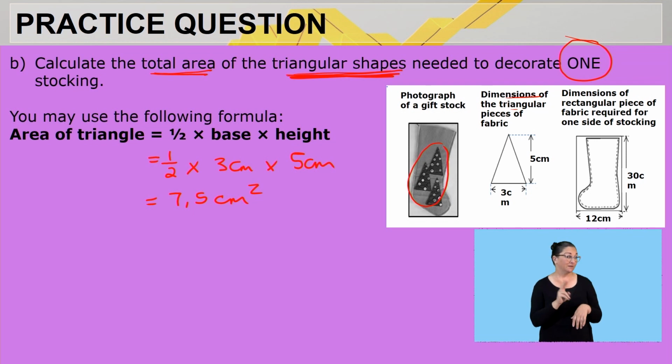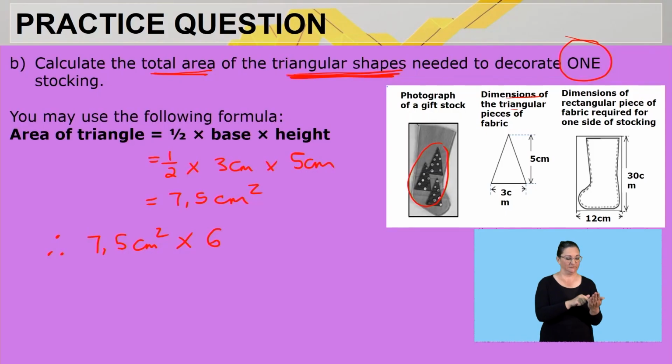We would like to know the total area of the triangular shapes needed to decorate one stocking. How many triangles do we have in total? 6. So therefore, remember this is the area of one of these triangles, so I'll take 7.5 square centimeters, multiplied by the 6 triangles I have in total, 3 on the one side as well as 3 on the other side. So let's type it in. 7.5 multiplied by 6. So that will give us a total area of 45 square centimeters.